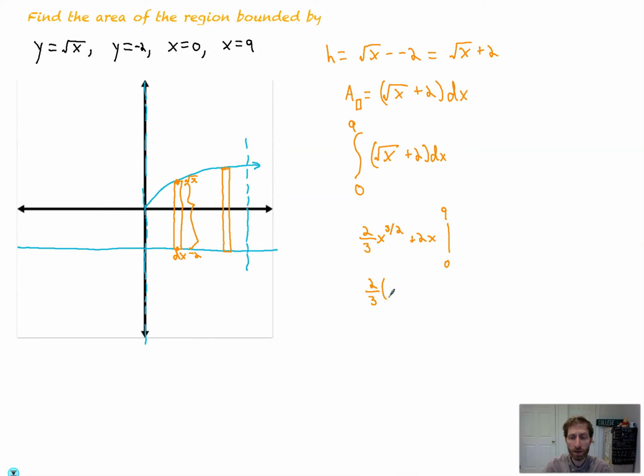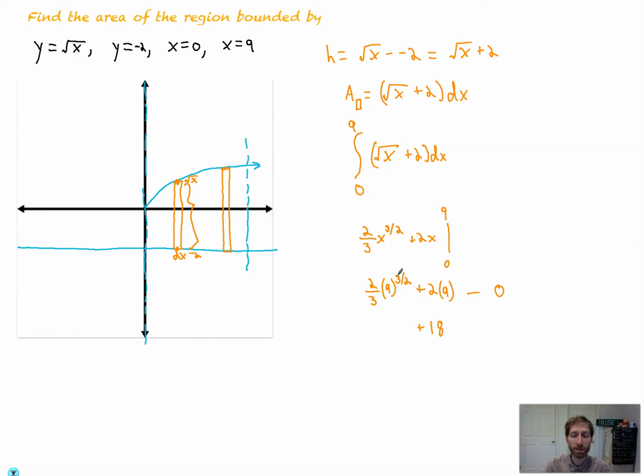That's going to be 2/3 times 9 to the 3/2, plus 2 times 9. Minus, when we plug in 0 into this and this, we get 0. But I'm not assuming that, I'm checking it. And now I simplify my answer here. You'll get 18 from 2 times 9.